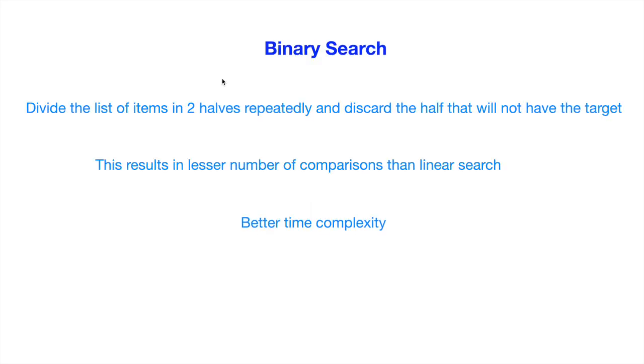So we saw that in binary search, since we eliminated half the list at each step, we reduced the number of comparisons. Even in the worst case, the total number of comparisons needed are much less than what we saw in the linear search approach. So, in summary, binary search works by dividing the list of items in two halves repeatedly and discarding the half at each step that will not have the target for sure. This results in a lesser number of comparisons than what we saw in linear search, and hence we got a better time complexity.